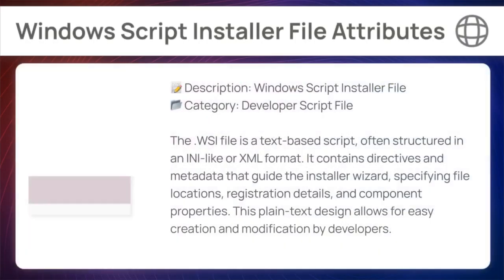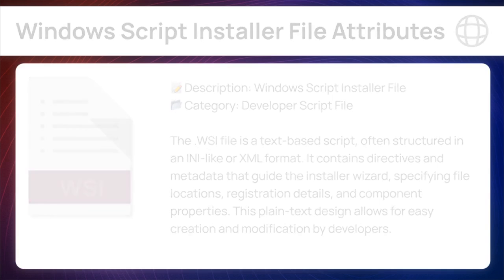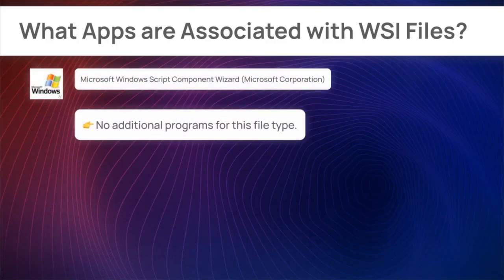The .WSI file is a text-based script, often structured in an INI-like or XML format. It contains directives and metadata that guide the installer wizard, specifying file locations, registration details, and component properties. This plain text design allows for easy creation and modification by developers. The designated application for the WSI file is Microsoft Windows Script Component Wizard from Microsoft Corporation.